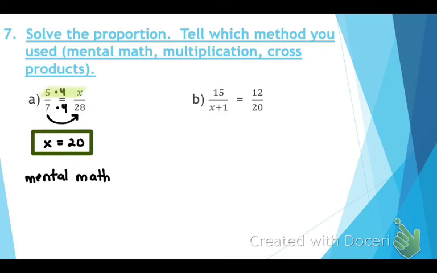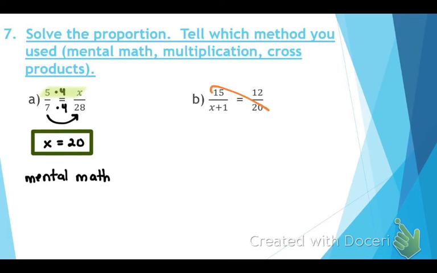When I'm looking at the next one, I am trying to figure out how I get from here to over here. Is there a clear missing link between a 12 and a 15? No, there is not. The other way I taught you was multiplication. But I did say you are not allowed to use multiplication if the x is in the denominator. So there's only one way that I can do this problem. What way would that be?